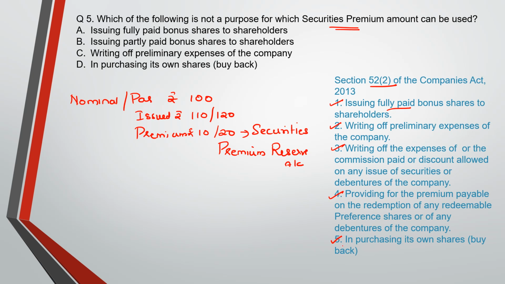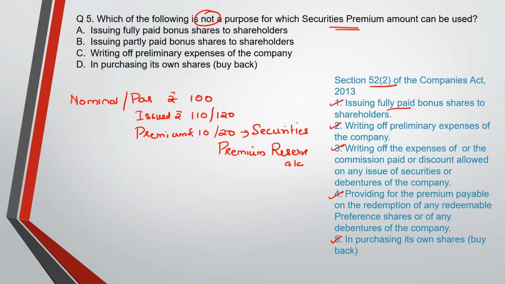And finally, the fifth purpose is in purchasing its own shares. That is, in case of buyback of shares by the company, for that purpose, the balance in the securities premium can be used. Now here, the question we have is which of the following is not a purpose for which securities premium amount can be used.